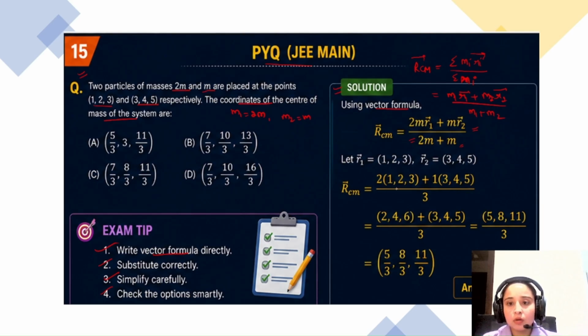The r vector is (1, 2, 3). We need not do it in i cap, j cap and k cap, because we need the coordinates only. So we can simply write 2 times (1, 2, 3) plus 1 times (3, 4, 5). If you do that, it will be 2, 4, 6, and we can add x to x: 2 plus 3 is 5, 4 plus 4 is 8, and 6 plus 5 is 11, divided by 3. So the answer will be 5 by 3, 8 by 3, and 11 by 3.